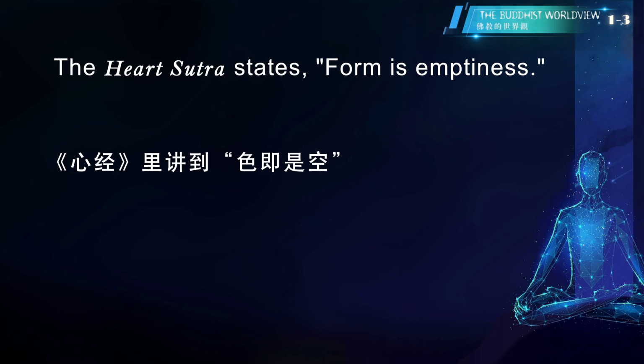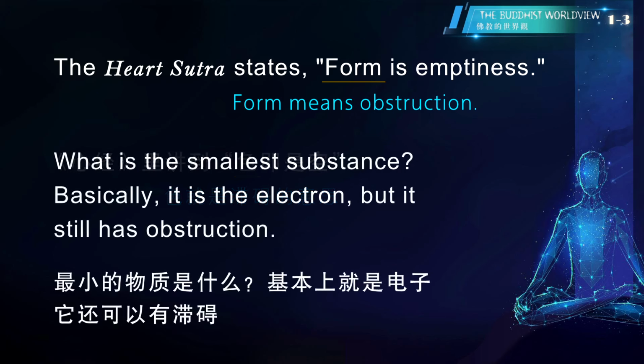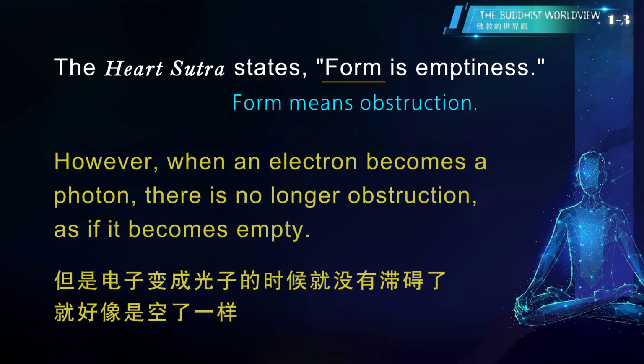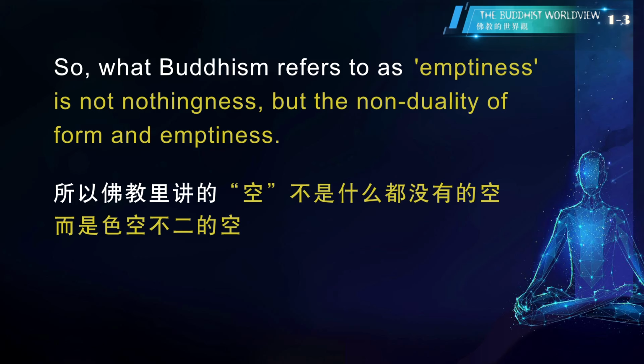The Heart Sutra states, "Form is emptiness." What is form? Form means obstruction. What is the smallest substance? Basically, it is the electron, but it still has obstruction. However, when an electron becomes a photon, there is no longer obstruction, as if it becomes empty. Electromagnetic waves are intangible in the air, but they can take effect. So, what Buddhism refers to as emptiness is not nothingness, but the non-duality of form and emptiness.